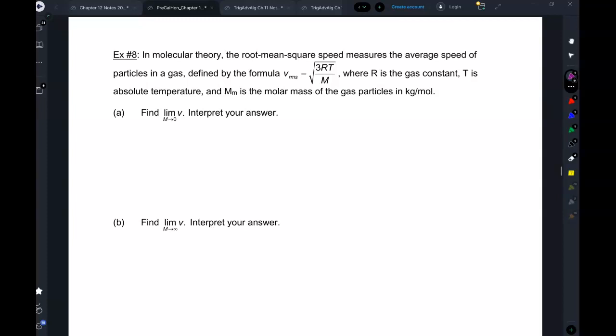Okay. So, have you guys seen that formula? No. Not in AP Chem? Is anybody in AP Chem? Yeah.